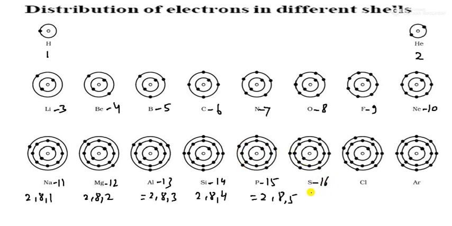Sulfur is 16, so it is 2, 8 and 6. What is chlorine? It is 17, it is 2, 8 and 7, you can count. And argon is 18, and what about 20? It is 2, 8, 8 and 2. So these are the types. Now you can draw all these types of structures.